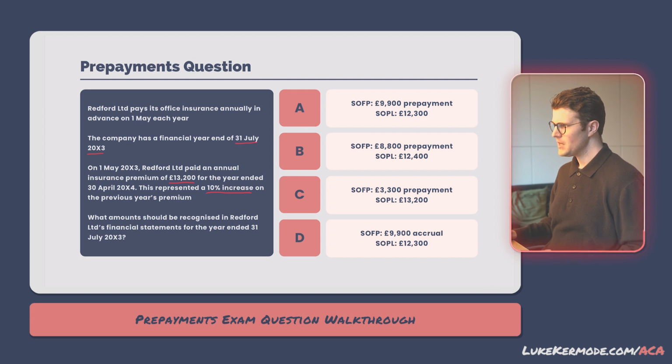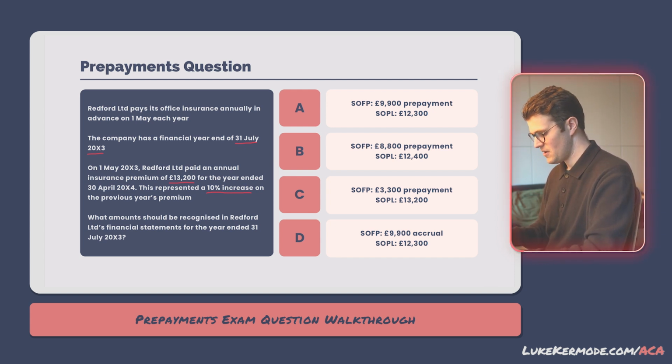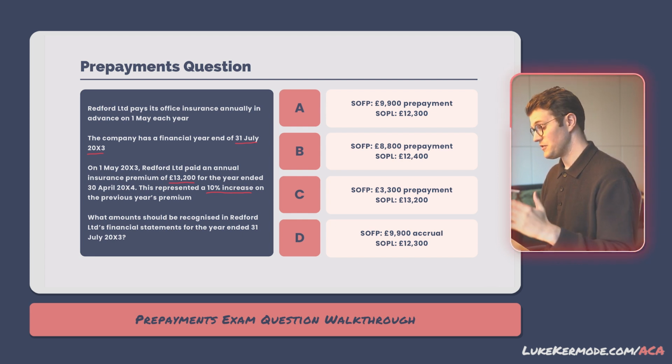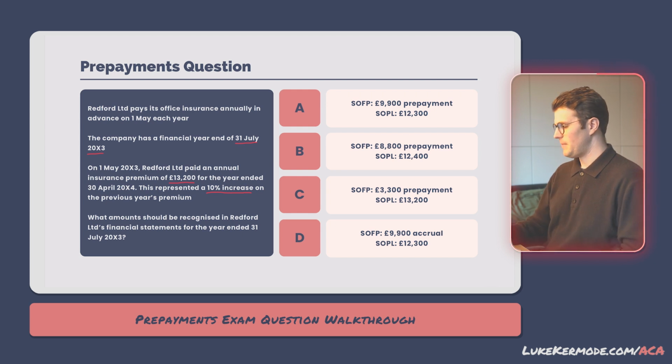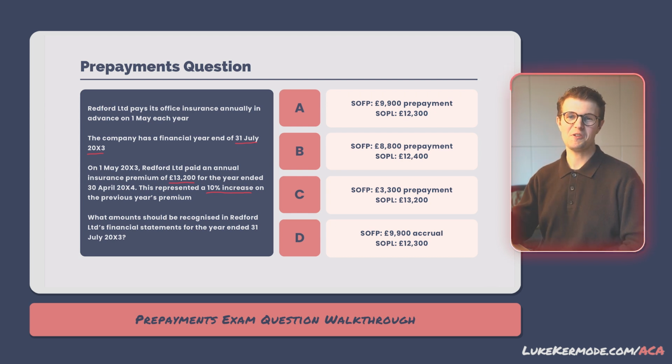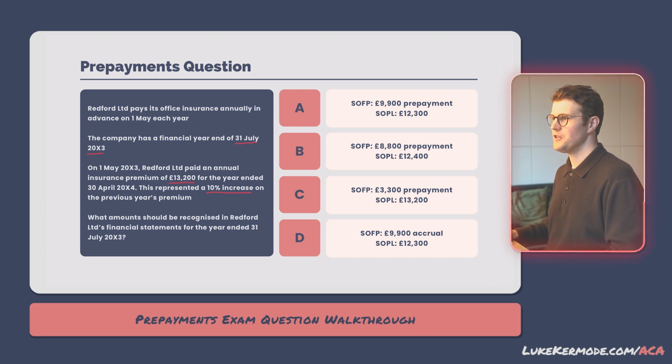So the question we need to answer is what amount should be recognised in Redford's financial statements for the year ended 31st of July 2003 in relation to the expense charge and the prepayment balance that needs to be recognised on the statement of financial position. So if you want to have a go at this problem yourself before I run through it, please feel free to pause the video now. If not, let's run through the solution together.